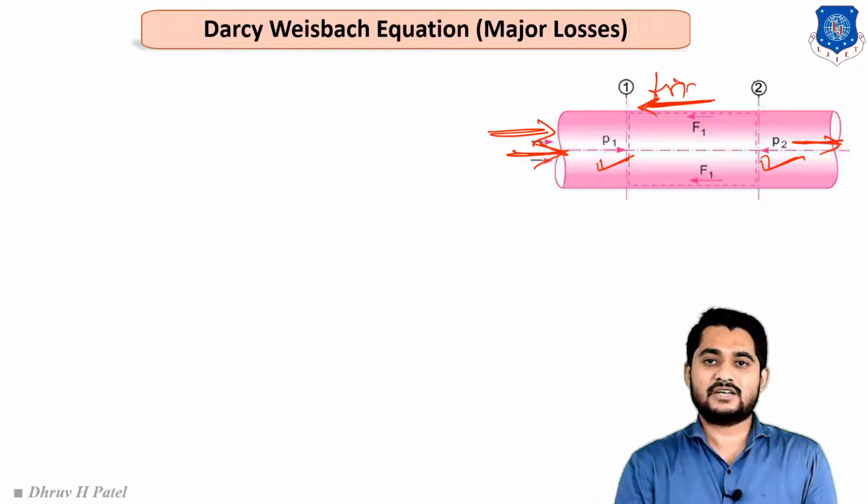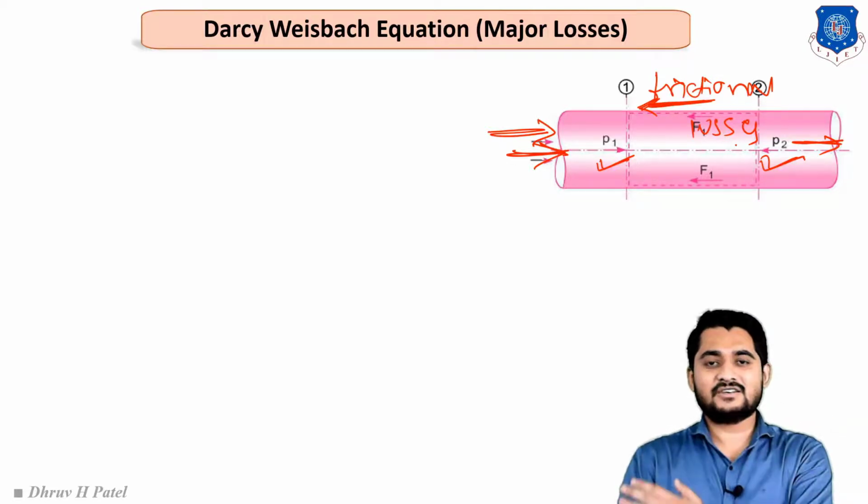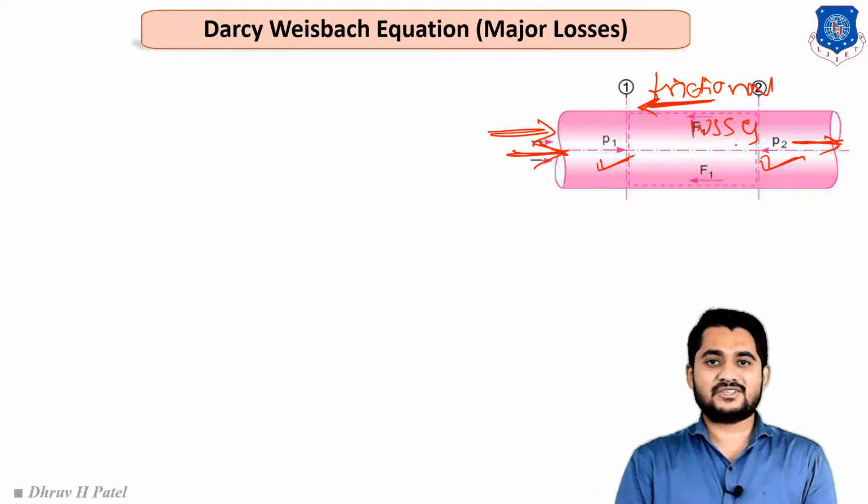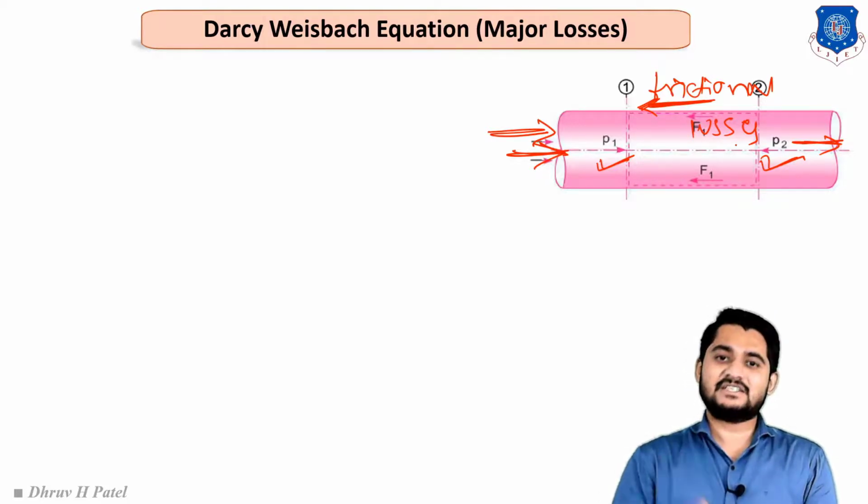This is known as frictional losses. Clear students? You have to remember this. Frictional losses is always in the opposite direction of the flow. So this is basic sketch of Darcy Weisbach equation. So from this sketch, let us derive major losses equation from the pipe.